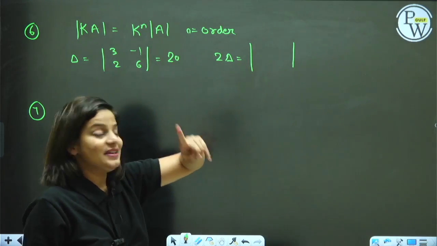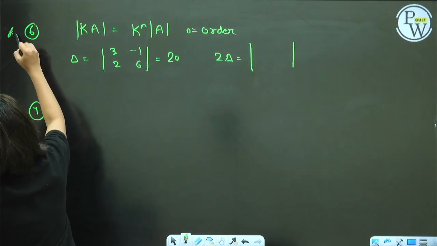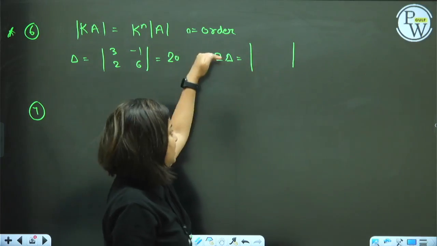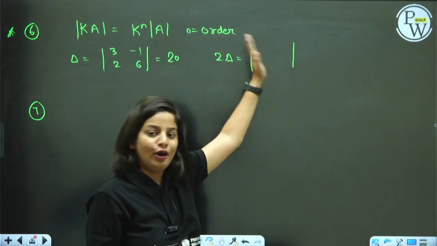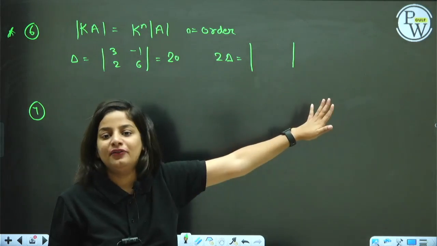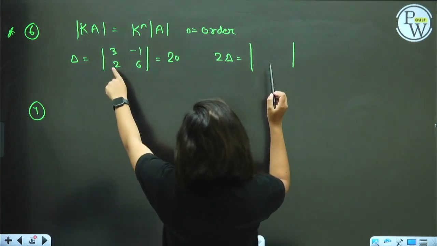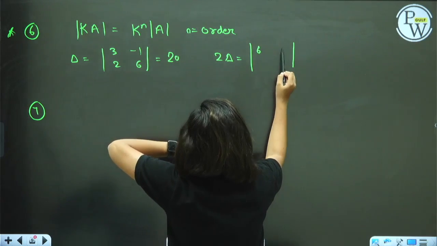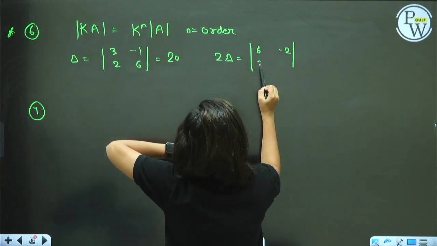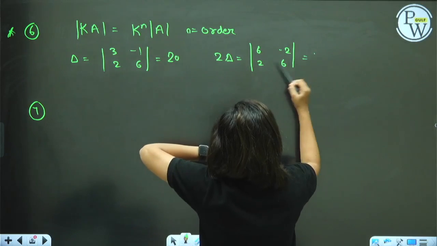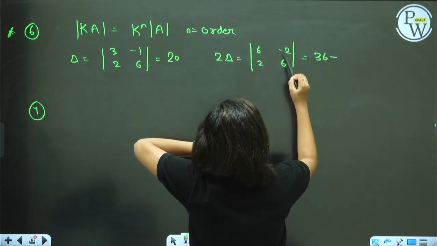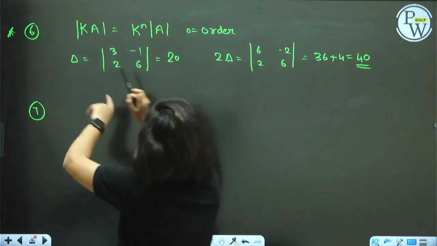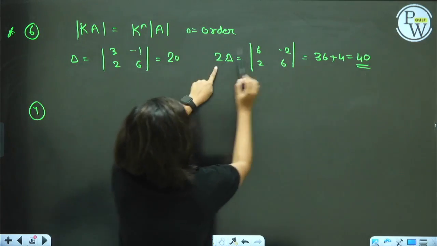Yes, here comes the important part. If you are doing 2 times delta, this number 2 will get multiplied with either any one row or any one column. It will not get multiplied with all the elements. Suppose I am taking 2 with row 1: 6 minus 2, 2 6s are 36, minus 2 2s are 4, plus 4, 40. Can you see? Delta 20, 2 delta 40.